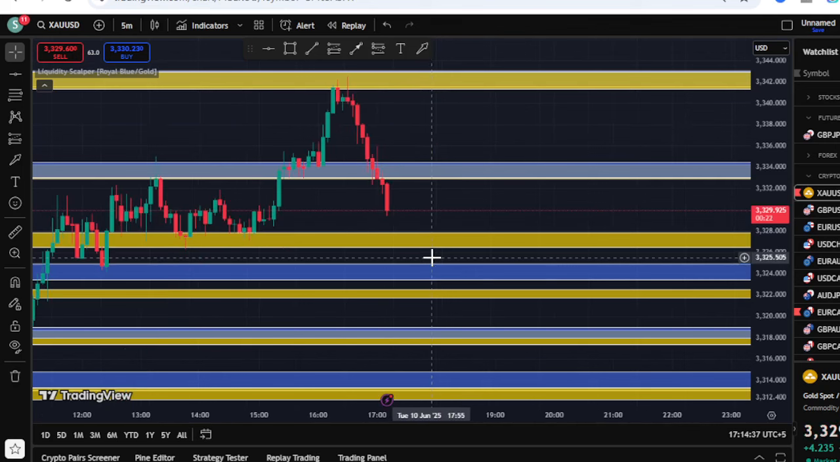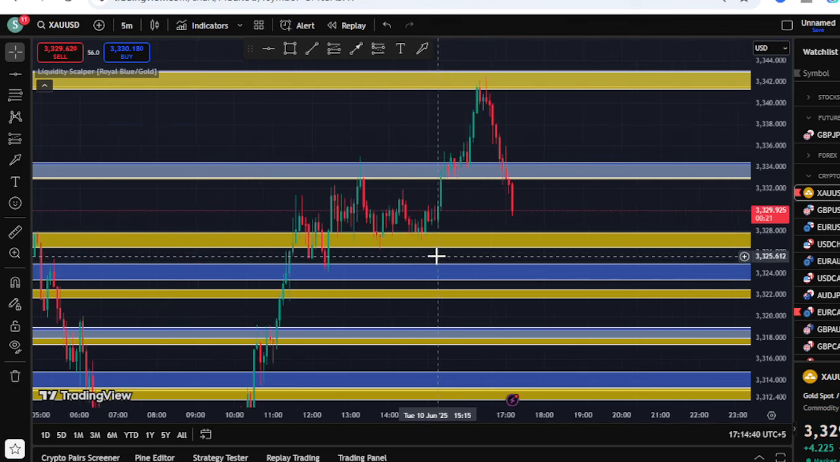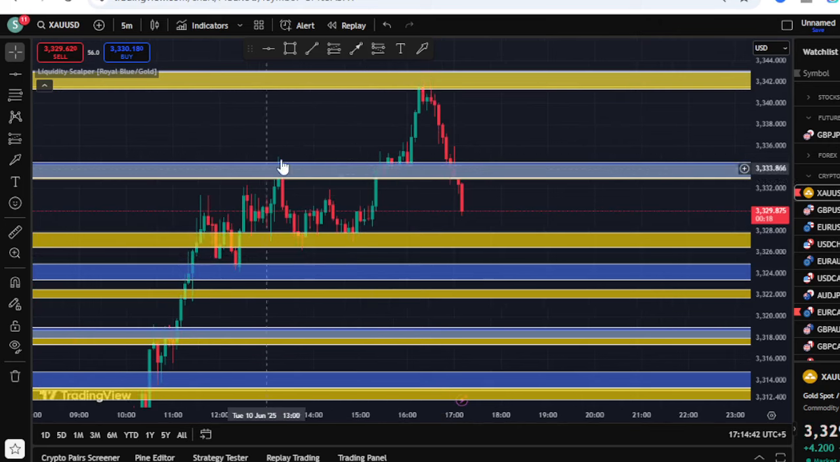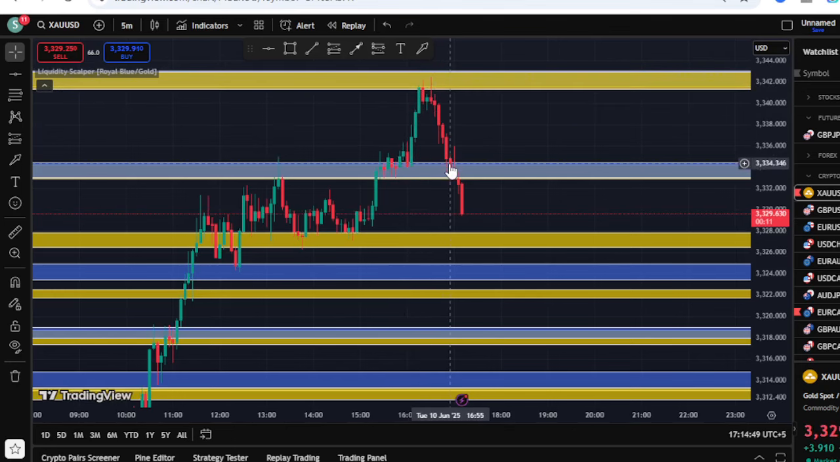Okay, what is the strategy? Basically it's using liquidity concepts and many other factors. For example, you can see that the market has taken the liquidity and we have the yellow zone here. You can see the rejection exactly from that level.